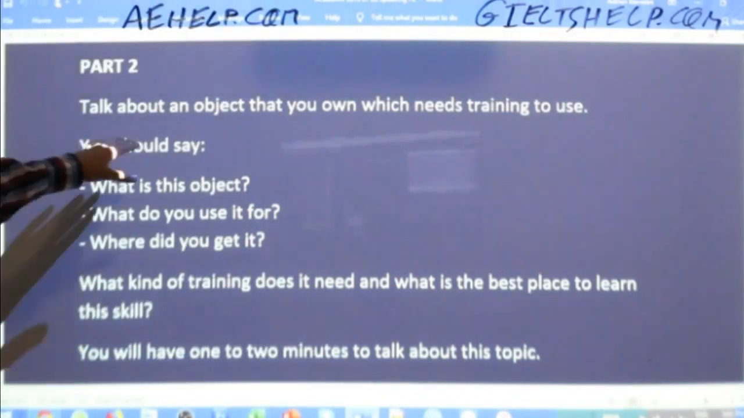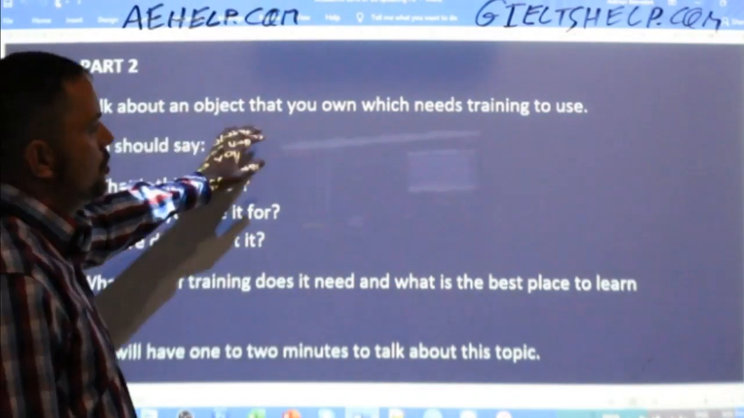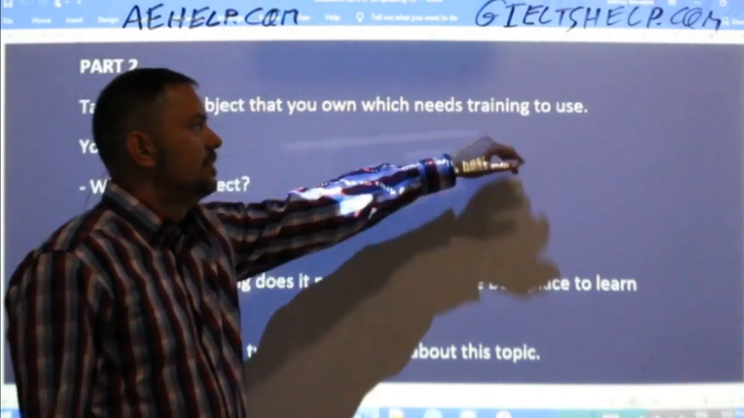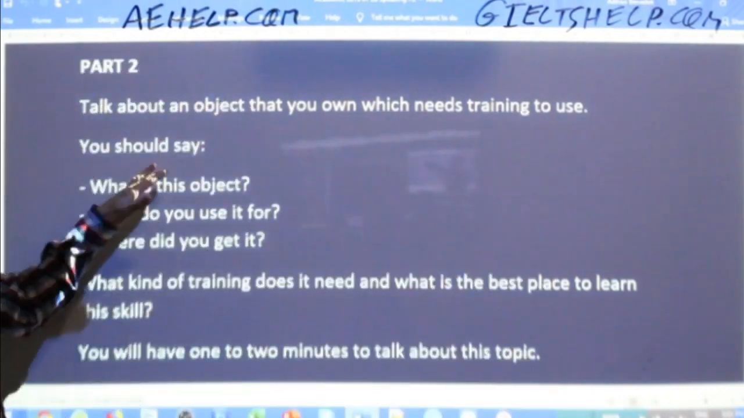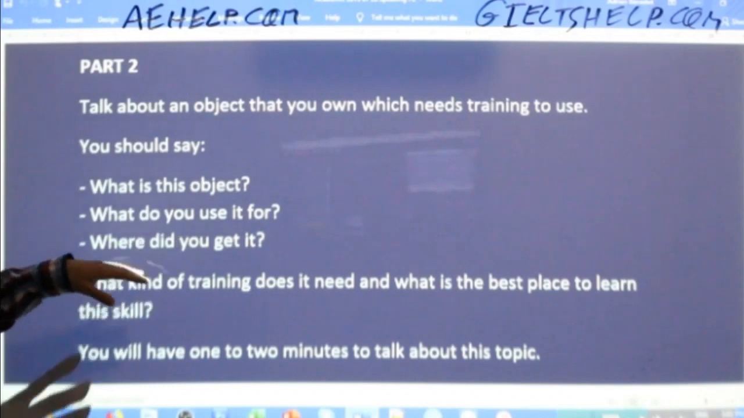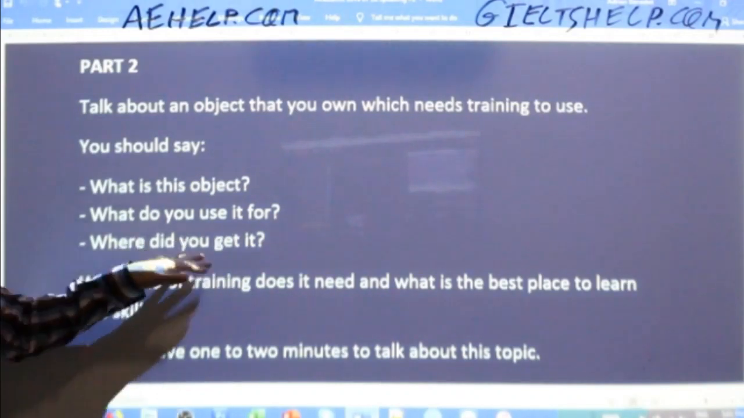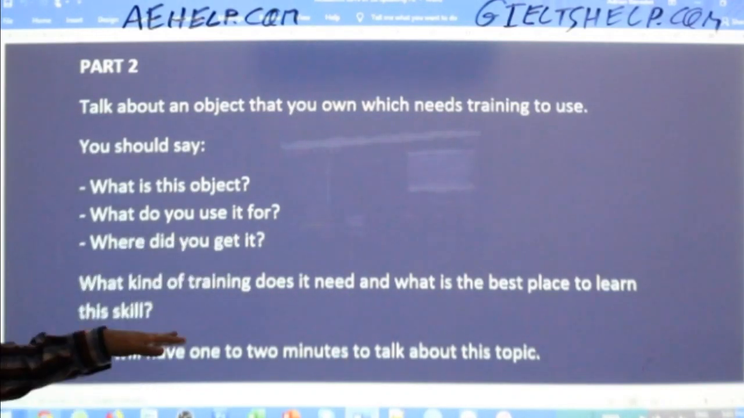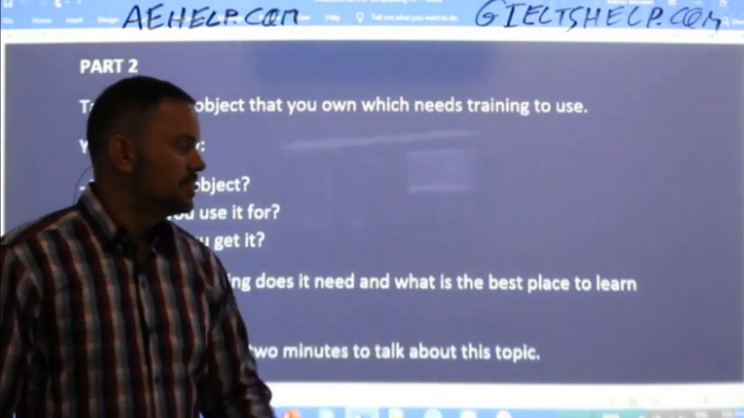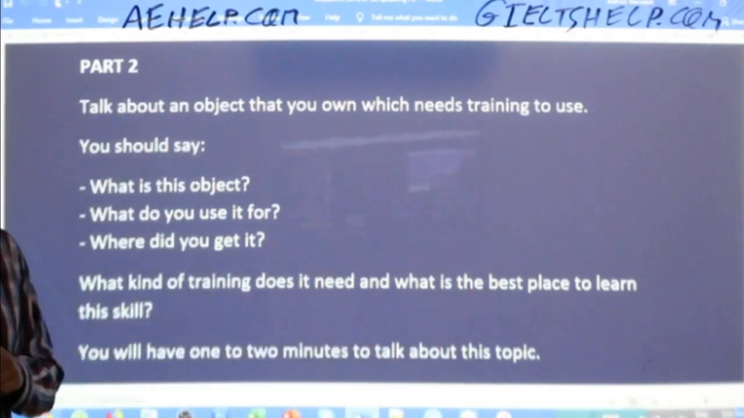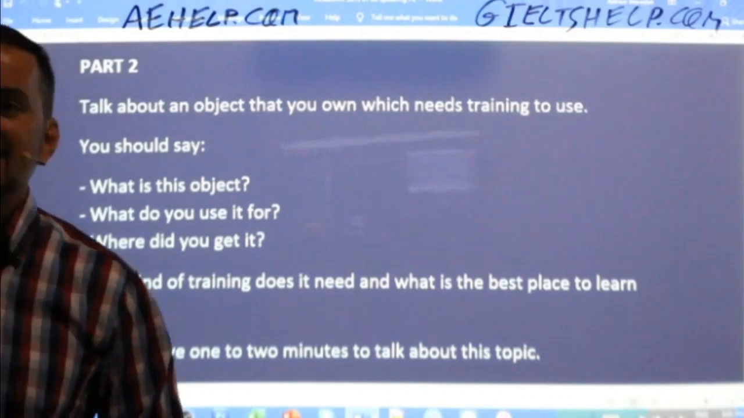Part 2, talk about an object that you own which needs training to use. You should say, what is this object? What do you use it for? Where did you get it? What kind of training does it need? And what is the best place to learn this skill?